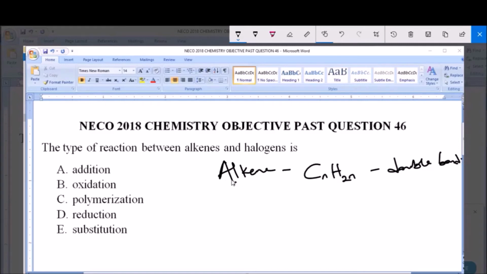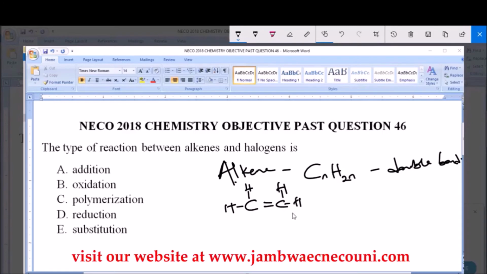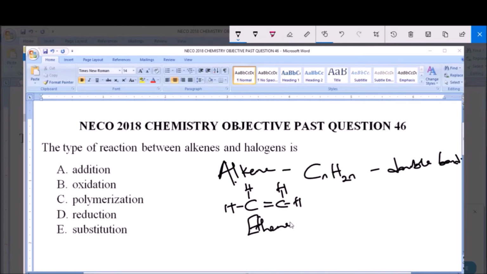Now, a typical example of an alkene, or the first member of this family, is ethene. Because of the presence of this double bond, each carbon atom can only be attached to 2 hydrogen atoms. So this is ethene, and ethene has the formula C2H4. Now, alkenes can only undergo addition reaction.